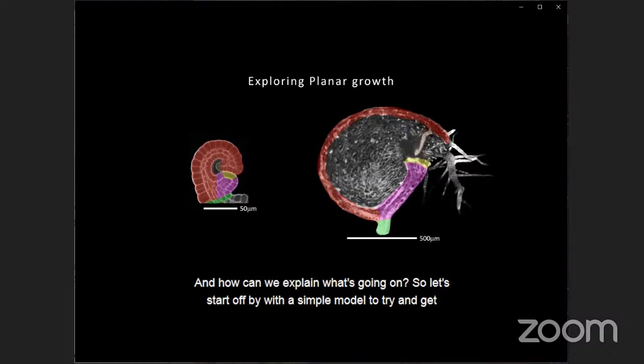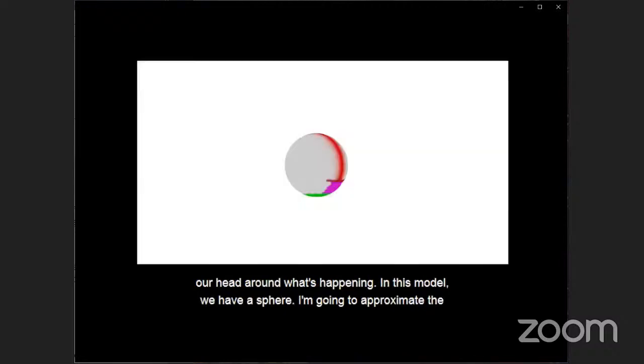So let's start off with a simple model to try and get our heads around what's happening. In this model, we have a sphere. We're going to approximate the early structure as a sphere, and we're going to divide it into domains, like the magenta domain and the red domain, and see if, just by playing with these domains and influencing the growth rates within them, we can generate the transformation.